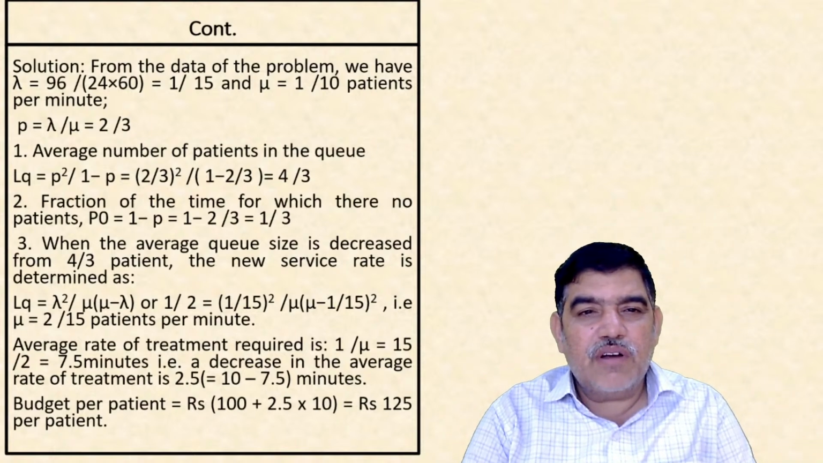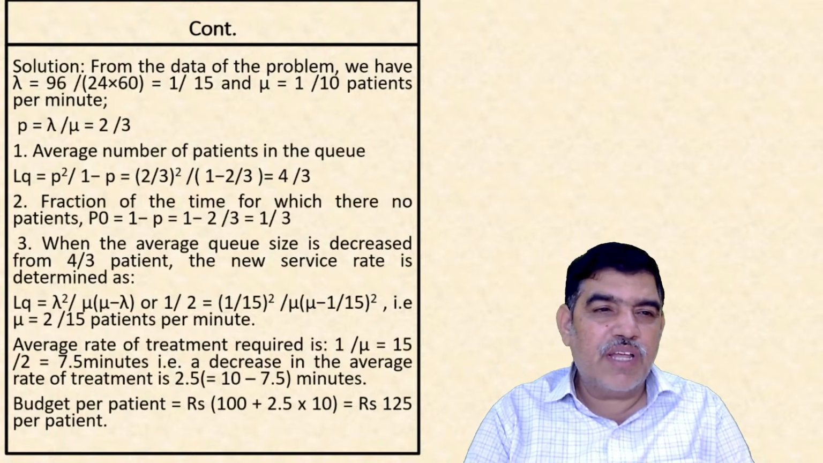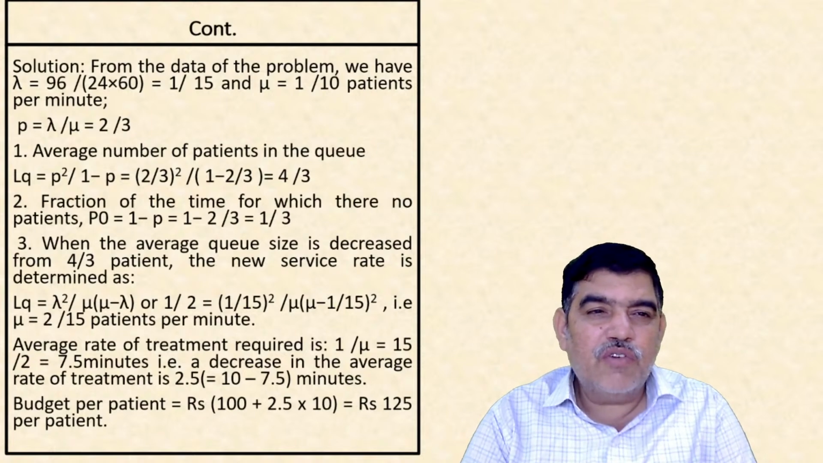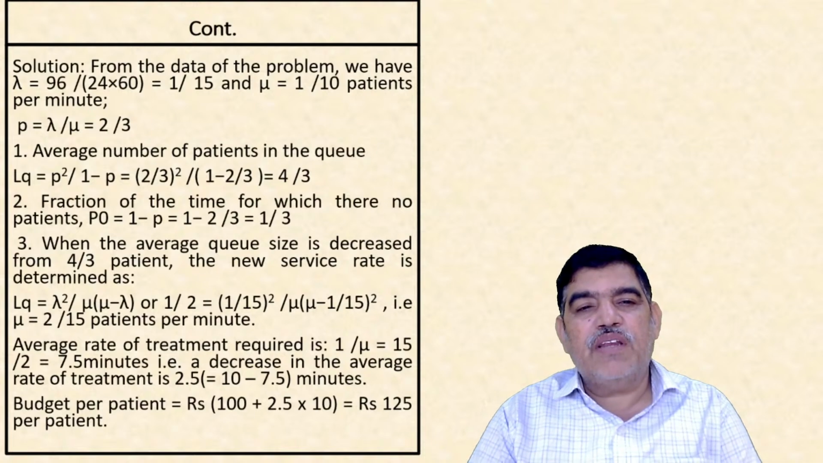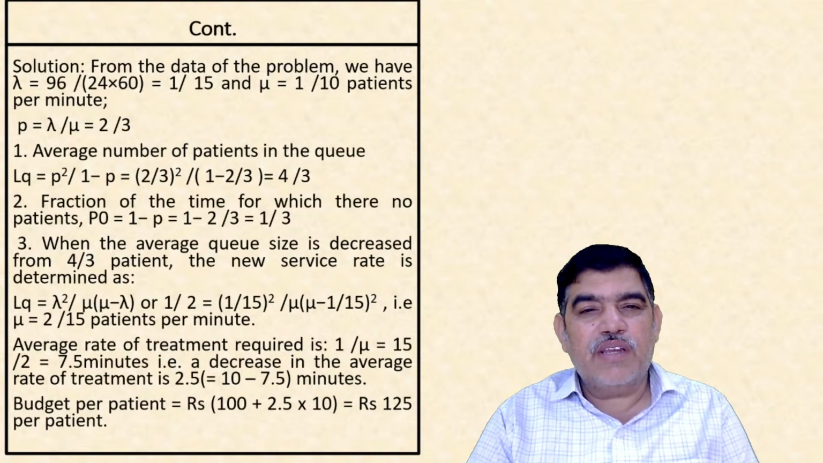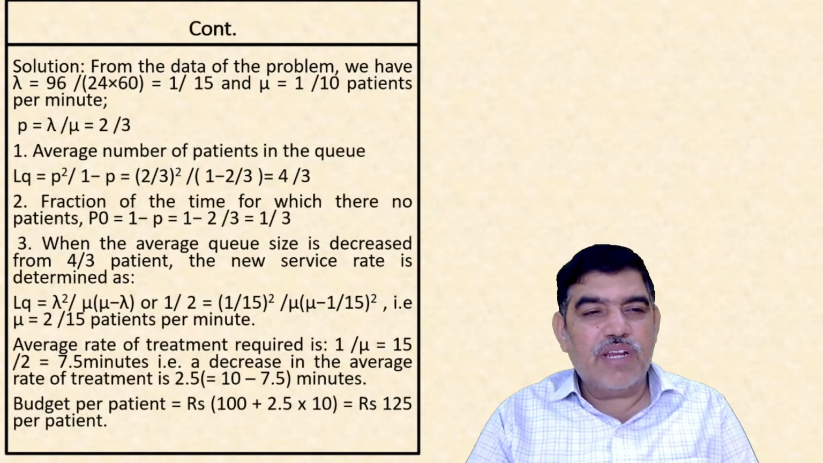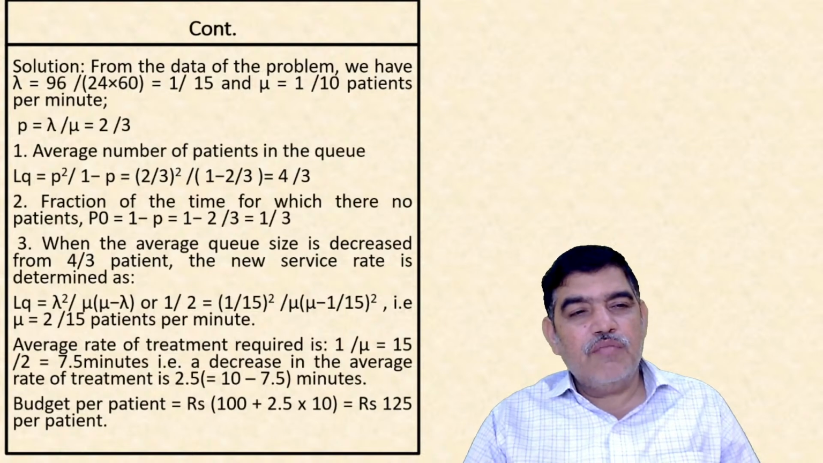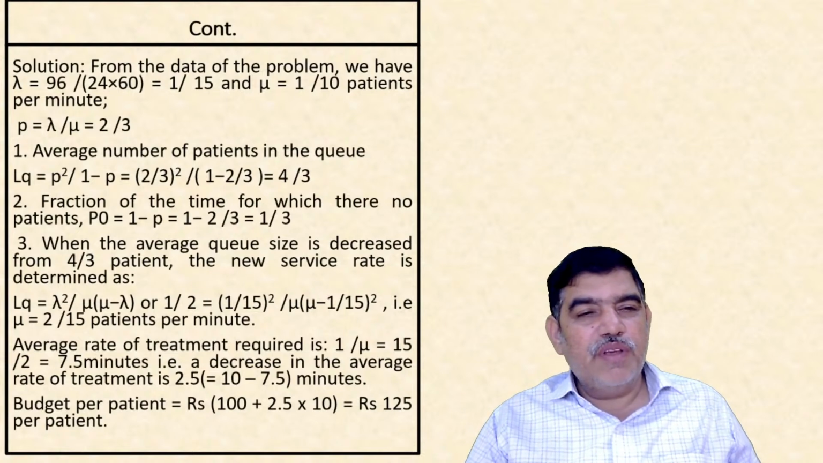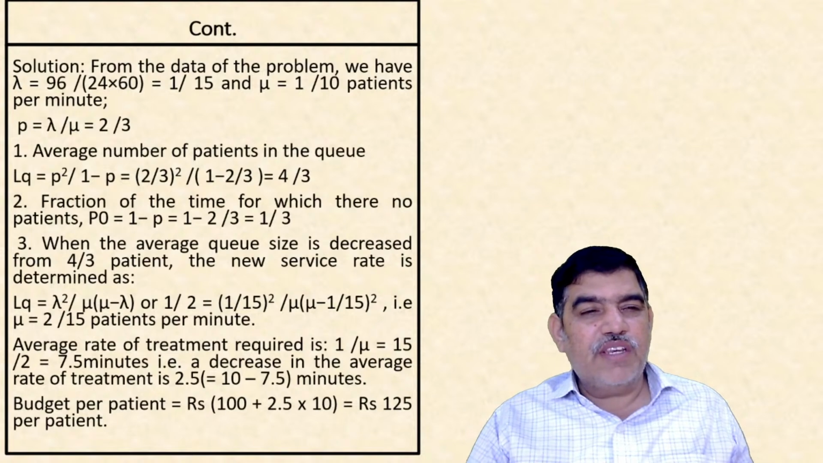From the data of the problem, we calculate lambda equal to 96 divided by 24 into 60, which gives 1 by 15, and similarly mu equal to 1 by 10, that is the number of patients per minute. Then we have to calculate rho equal to lambda by mu, equal to 2 by 3.